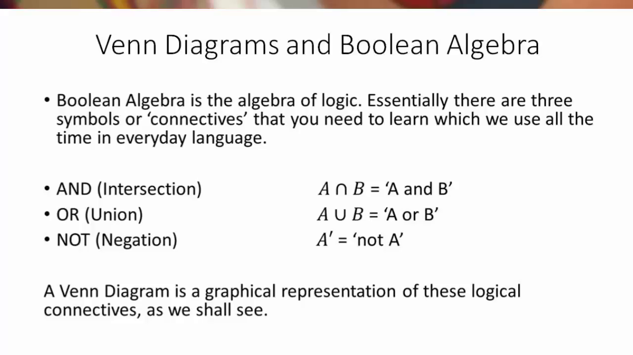Symbol for or, which is sometimes called the union of two sets, it looks like a capital U. And whenever you see that capital U, I want you to read it as or. And then finally the not symbol, or the symbol for negation, is just a little dash next to the letter, so A dash is not A. Those three symbols are what we're going to be using all the way through our Venn diagram practice.